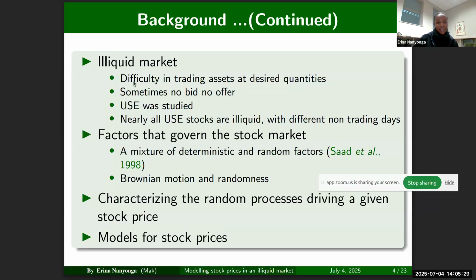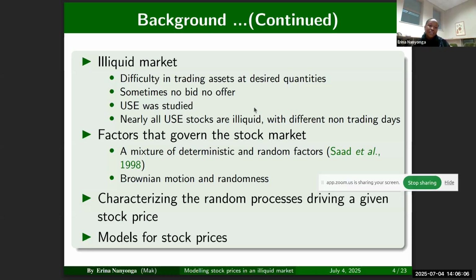As I've said, in an illiquid market, we have a very big difference between the bid and offer, and sometimes there is no bid and there is no offer. It is always difficult to trade assets at desired quantities in an illiquid market. For the liquid markets, buyers are able to buy and sell assets at any time they want with hopes of making more profits, unlike in an illiquid market.